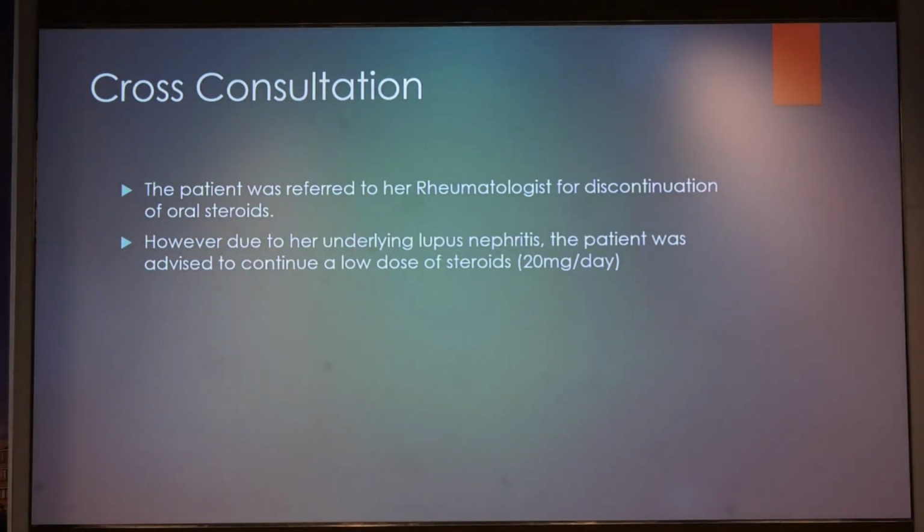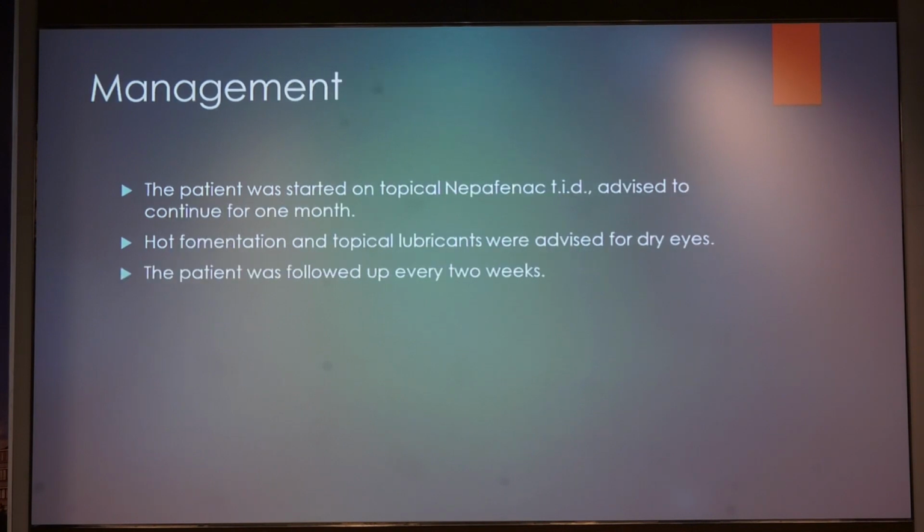Since steroids are one of the risk factors for developing CSCR, we advised the patient to cut down on steroids, and we referred her back to our rheumatologist for discontinuation of oral steroids. However, due to her underlying lupus nephritis, the patient was advised to continue a low dose of steroids. Her dosage was tapered from her initial 40 milligrams per day to 20 milligrams per day by her rheumatologist.